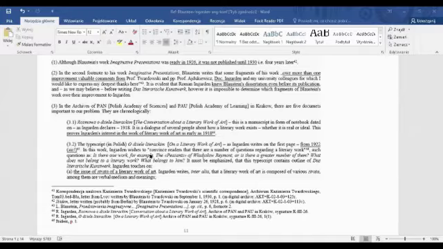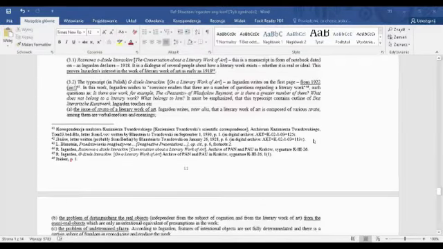Ingarden touches on the issue of strata of a literary work of art. Ingarden writes, inter alia, that a literary work of art is composed of various strata. Among them are verbal, medium, and meanings. Yes, and that's 1922.